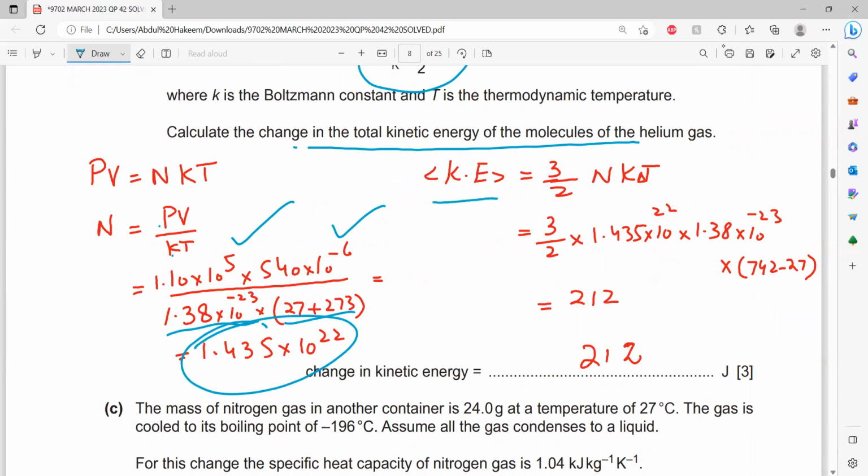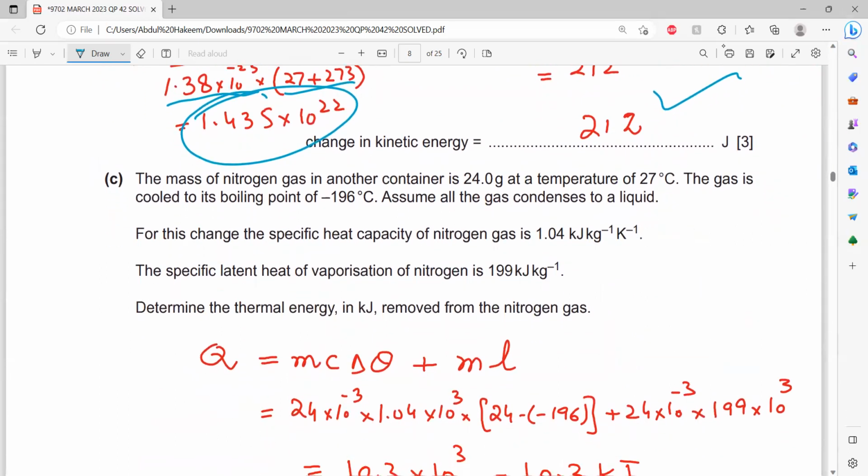Then the total average kinetic energy is 3/2 N k delta T. So the change of kinetic energy is required. We'll use here the change of temperature, 3/2, the number of molecules, the k value, and then the change of temperature. So the answer is coming 212 Joule.